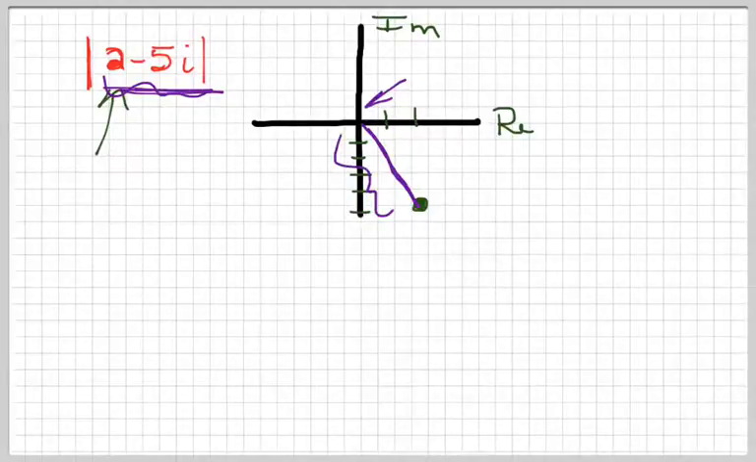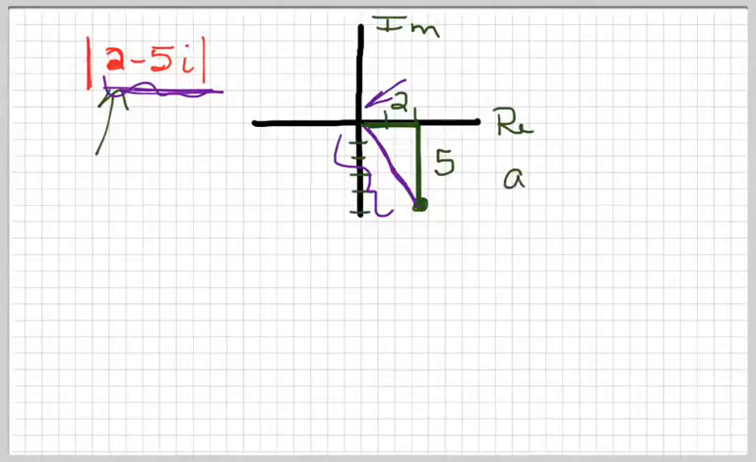How long is that? If we had a ruler, we would measure that thing, assuming our scale was all set up, but we don't. So what we do is we just realize that that purple line is part of a triangle. Okay, and that's the hypotenuse of it. And the legs of the triangle are 5 and 2. And that's where we use the Pythagorean theorem to figure out how long the purple line is, because that is the hypotenuse of that triangle.